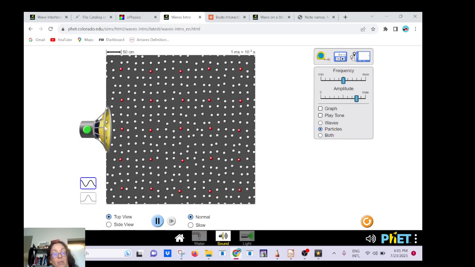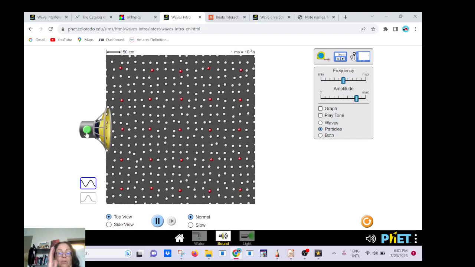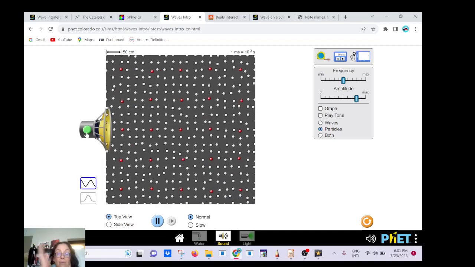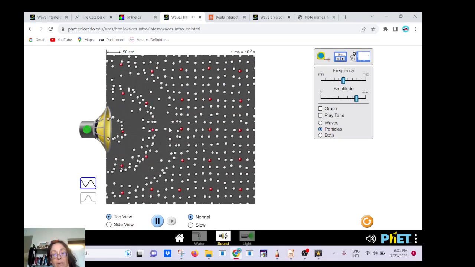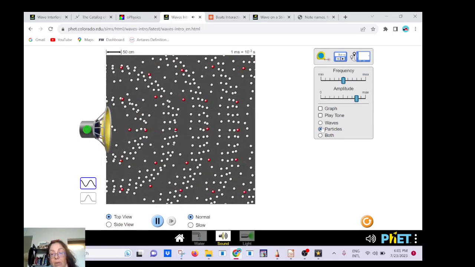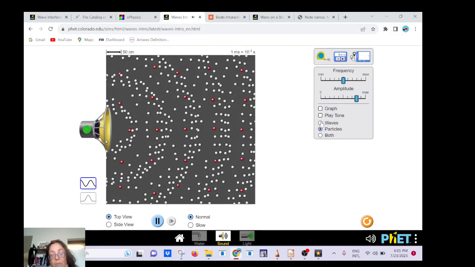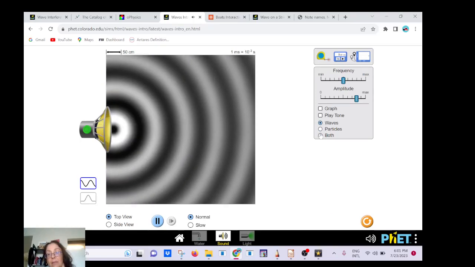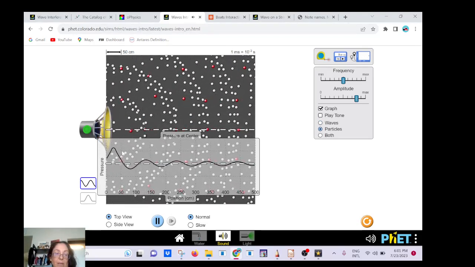Now I'm going to have that speaker produce a sound. It's going to start to vibrate at a given frequency, back and forth, okay? And you're going to have a sound wave moving along at a given frequency. If I make a graph here, you can see the sine wave.